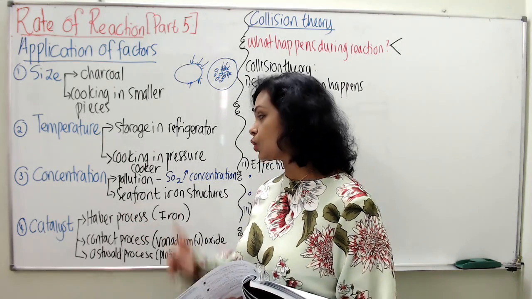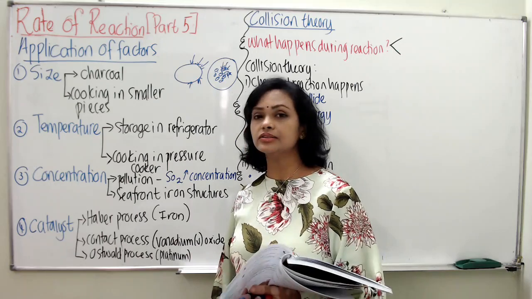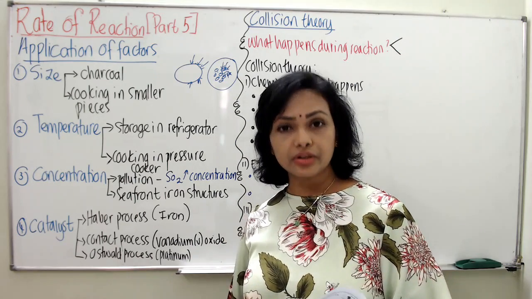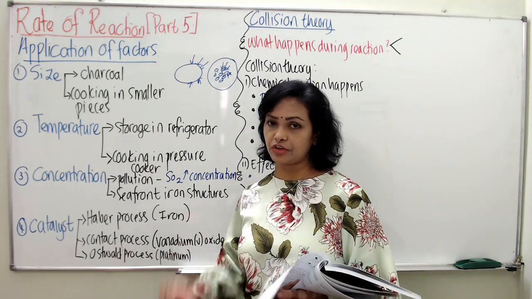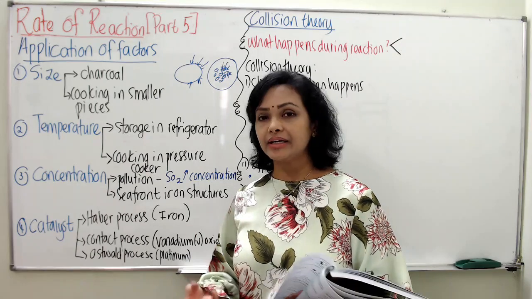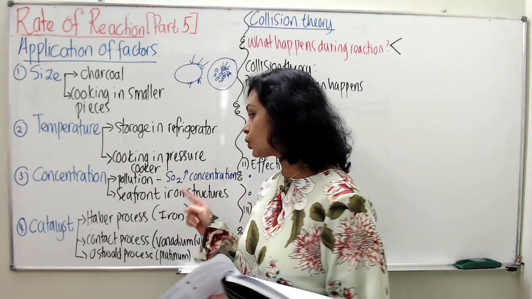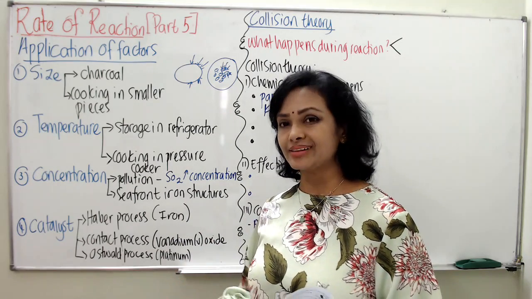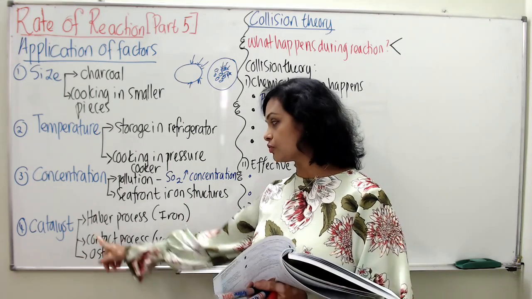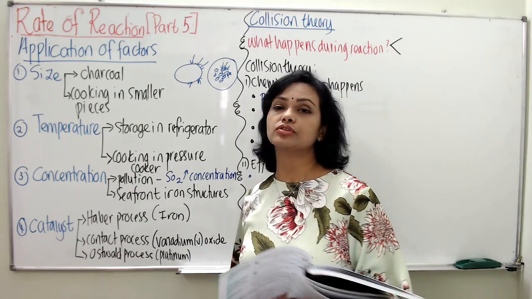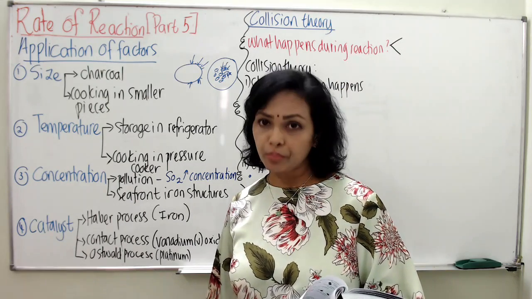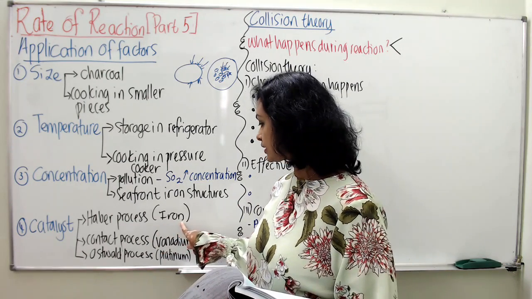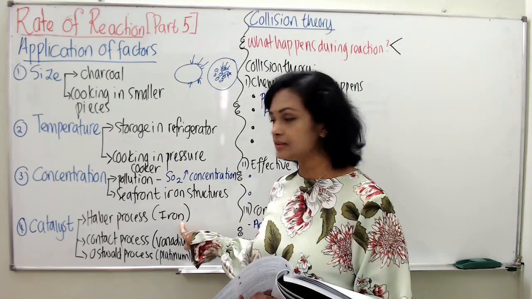Okay, now let's go to the last one, which is catalyst. So as we know, catalyst increases the rate of reaction. So teacher has explained to you how catalyst increases the rate of reaction. So here, for catalyst, I can give you 3 examples of how a catalyst is used. Okay, so first is the Haber process. Haber process is the production of ammonia. Okay, it uses iron as the catalyst.